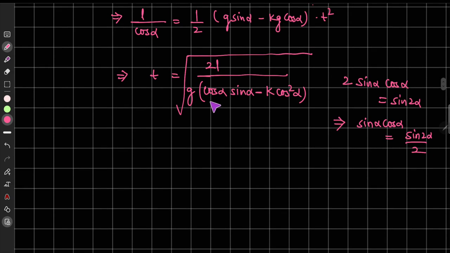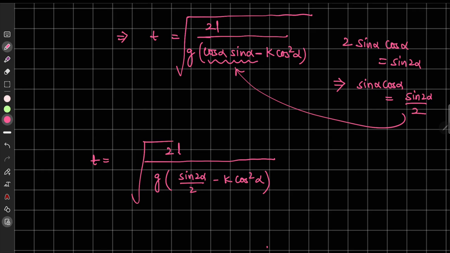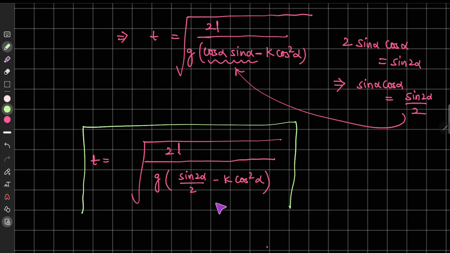Let us substitute the value of sin alpha into cos alpha from here. So we can write time taken is equal to root of 2L divided by g times (sin 2 alpha by 2 minus k times cos square alpha). Now in the problem it is asked to find the minimum time.